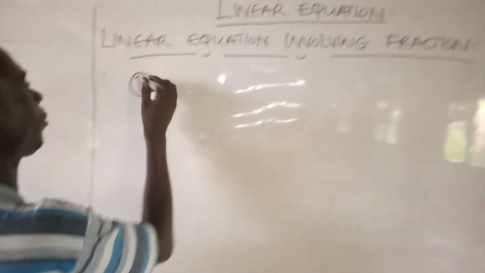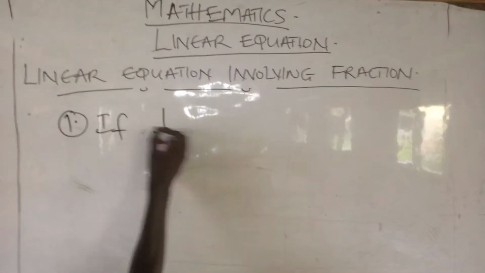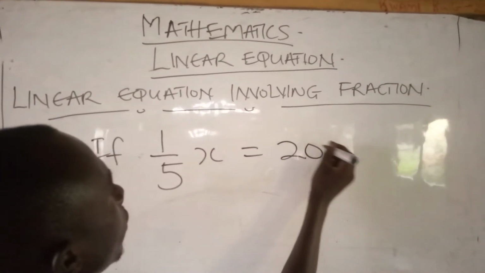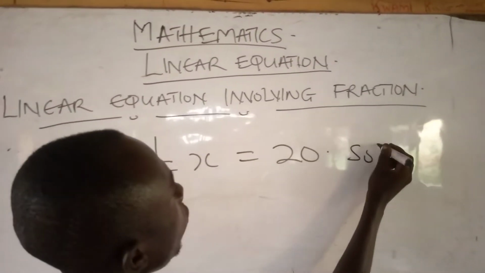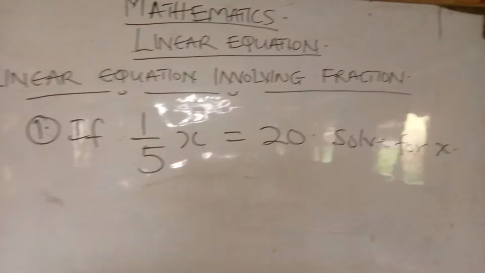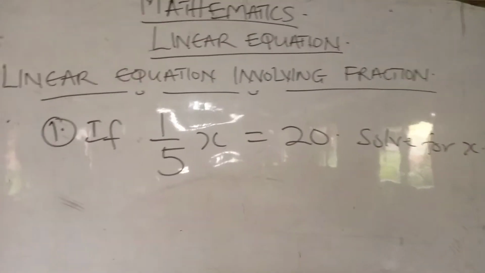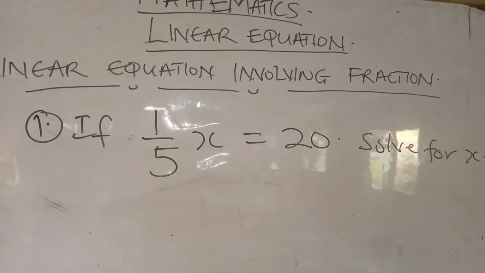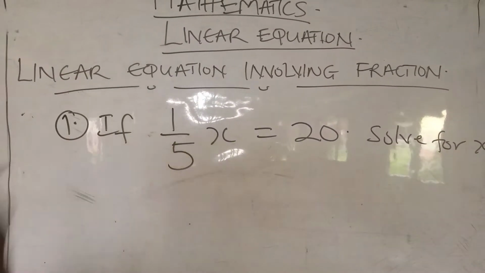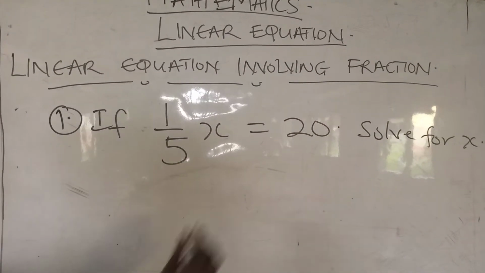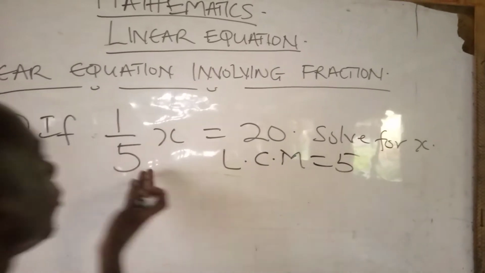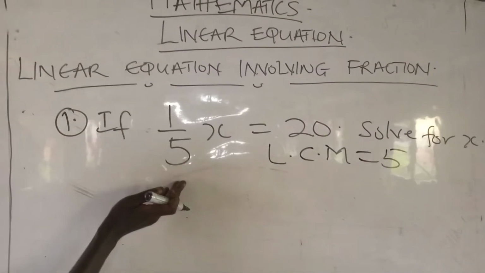1. If 1 over 5 x is equal to 20, solve for x. You see now, I've given you only one fraction, and always if you are given one fraction, the denominator of the fraction is your LCM. So our LCM for this question is 5 because they gave us only one fraction.